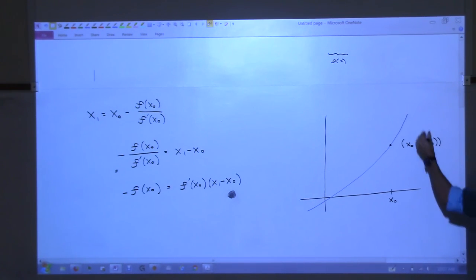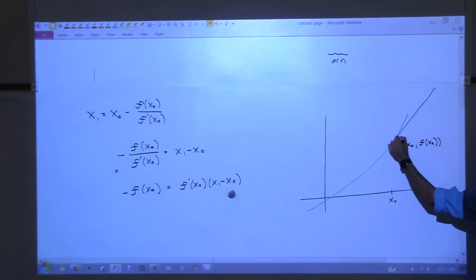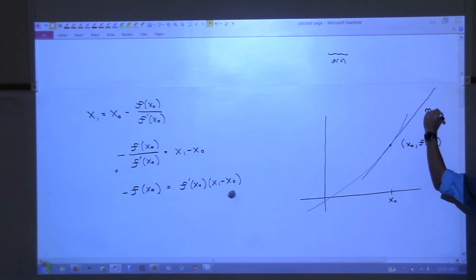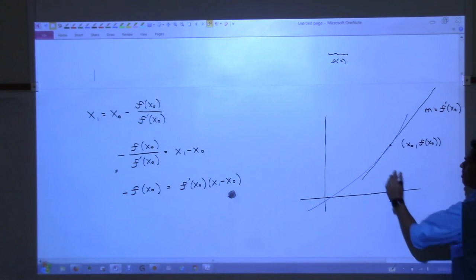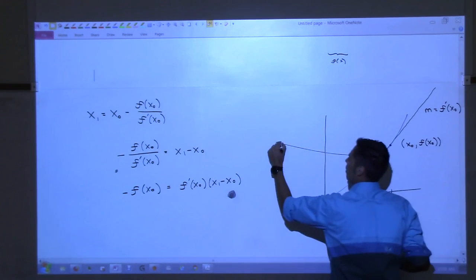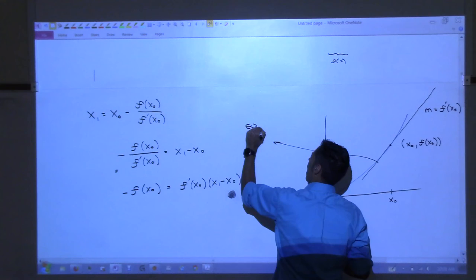Now, what is the slope of this tangent line right there? The slope of this tangent line is f prime of x naught. Agreed? Okay. What is the equation of this black line? What is the equation of that line?